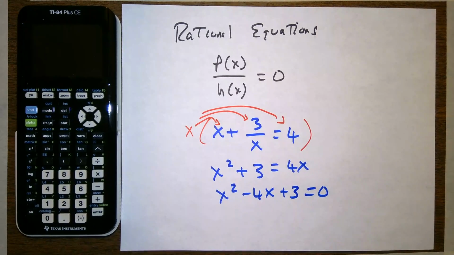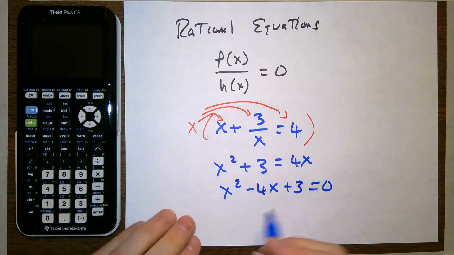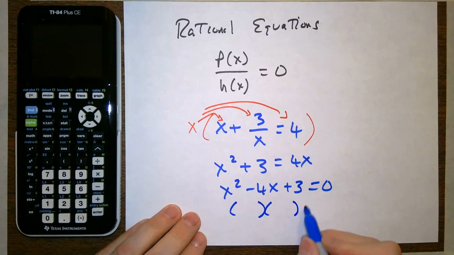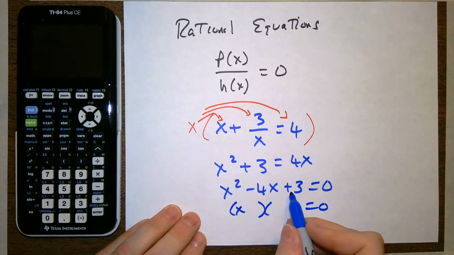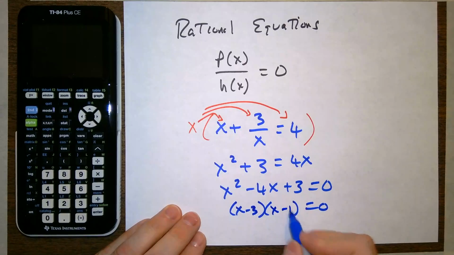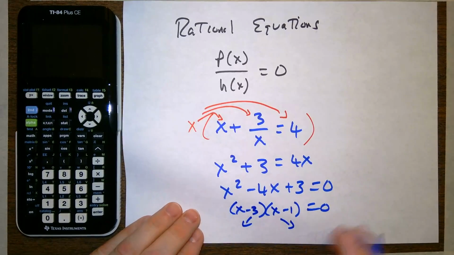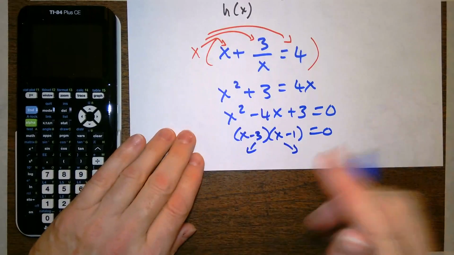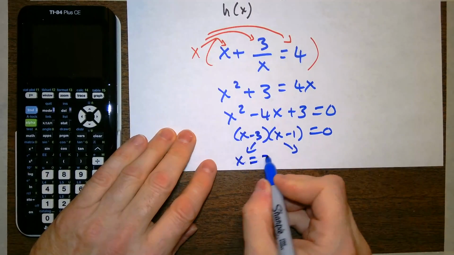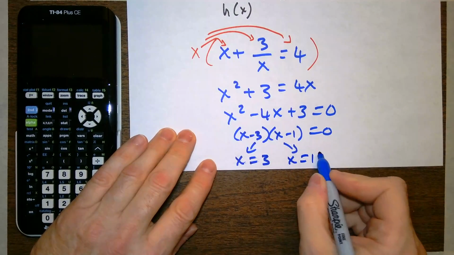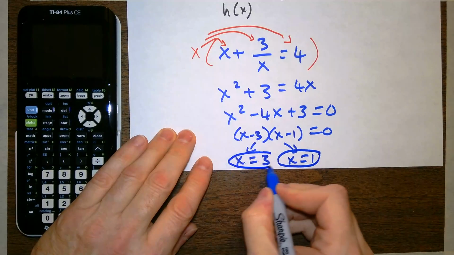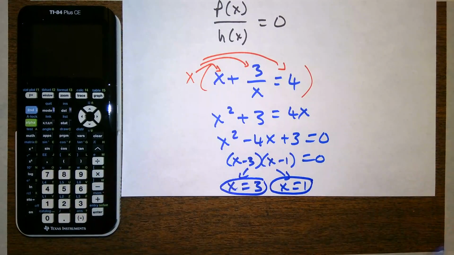Now this one's not so bad. This one is easily factorable. I can think of x minus 3 and x minus 1, setting each factor equal to 0. Setting each one equal to 0, I get x can equal 3 as one solution, and x equals 1 is the other solution. So there are my two solutions.